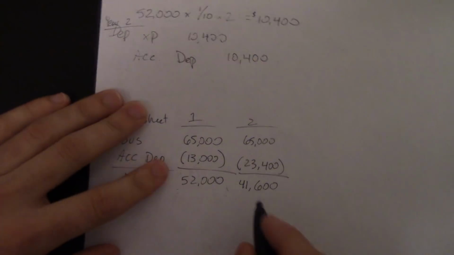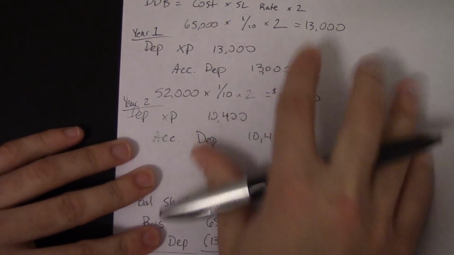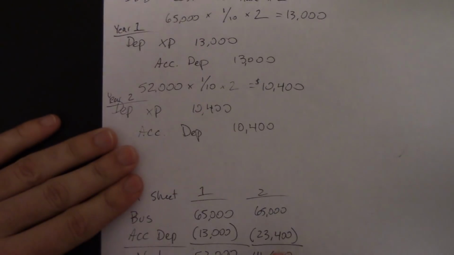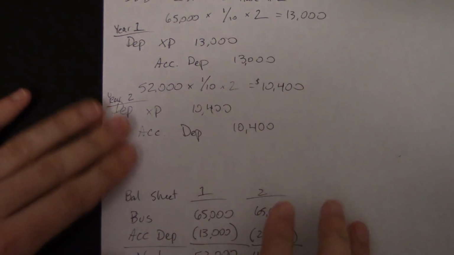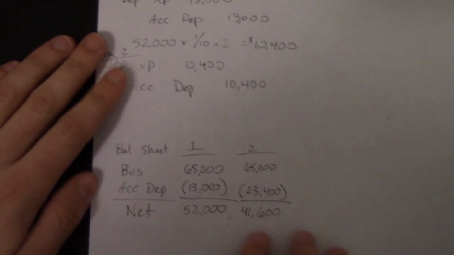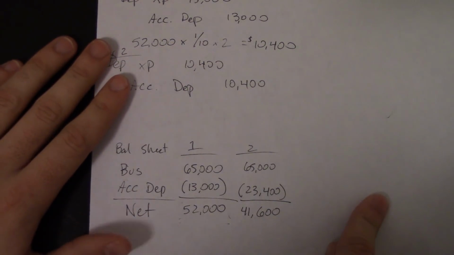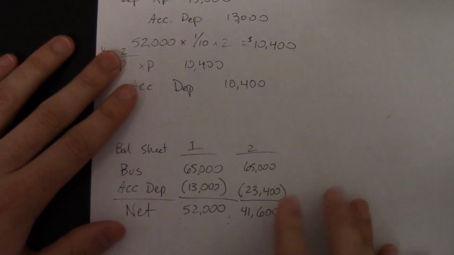Then you would use this 41,600 in this equation. 41,600 times 1/10 times 2 gives you your new journal entry, and then you can continue on with the pattern.